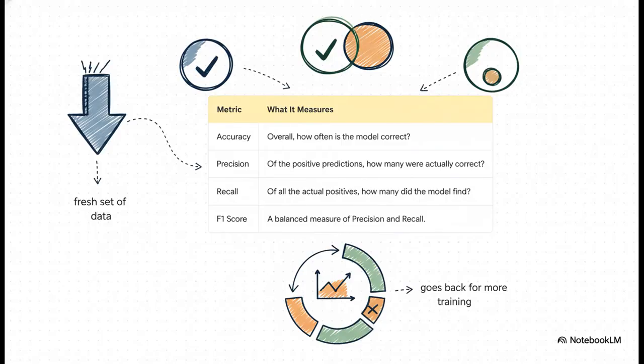So how do we know if all that training actually worked? Well, we test it. We give it a final exam using data it has never ever seen before. Accuracy is pretty simple. It's the overall grade. But sometimes you have to look closer.